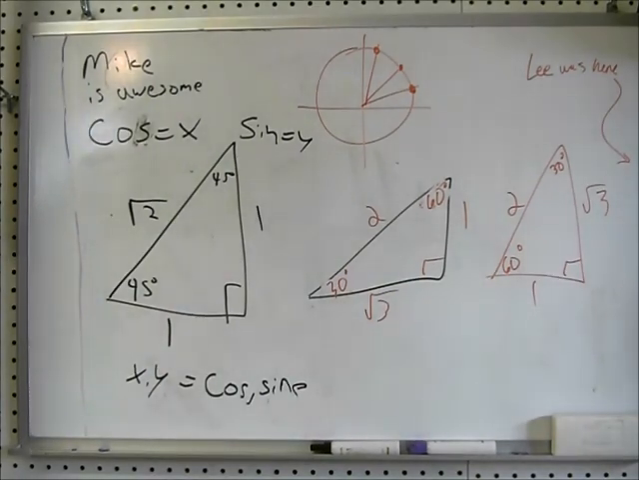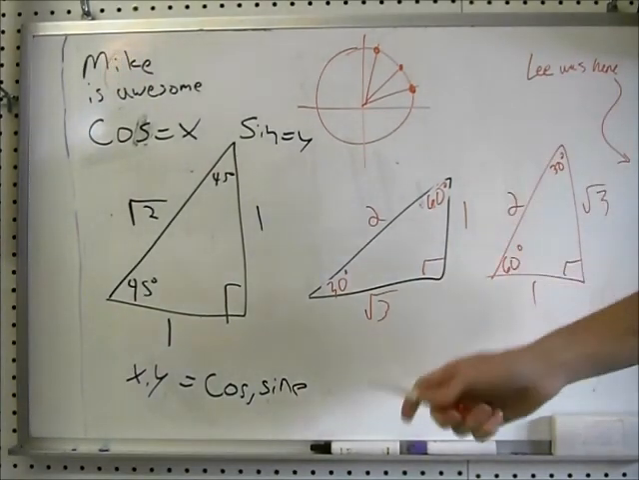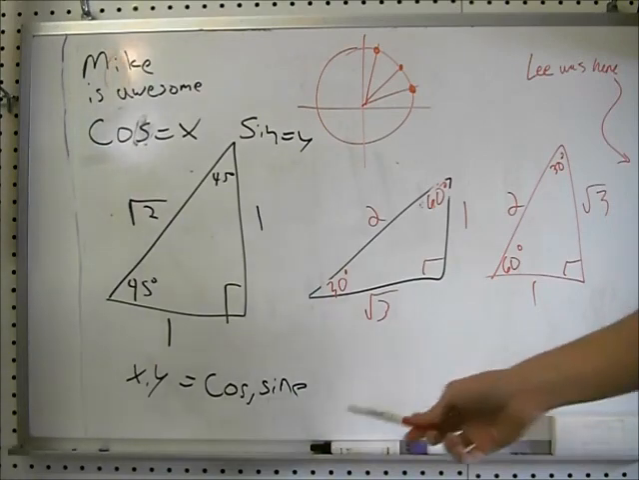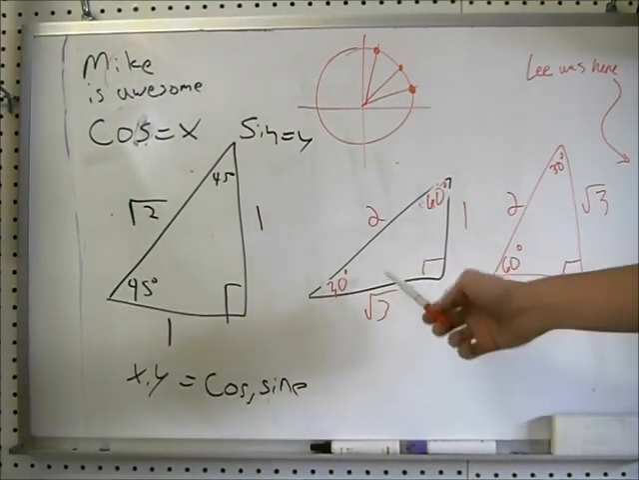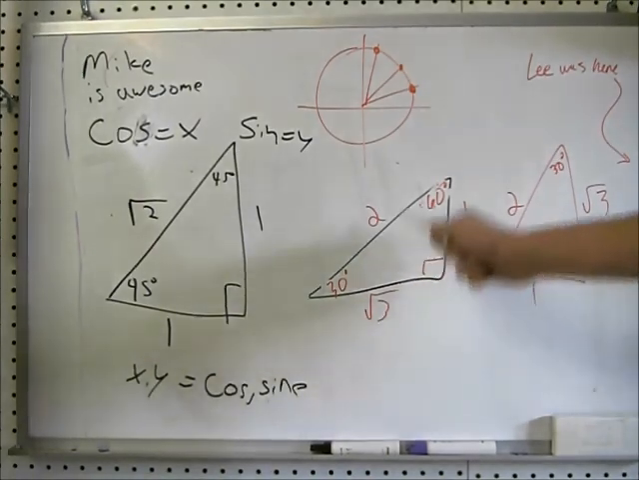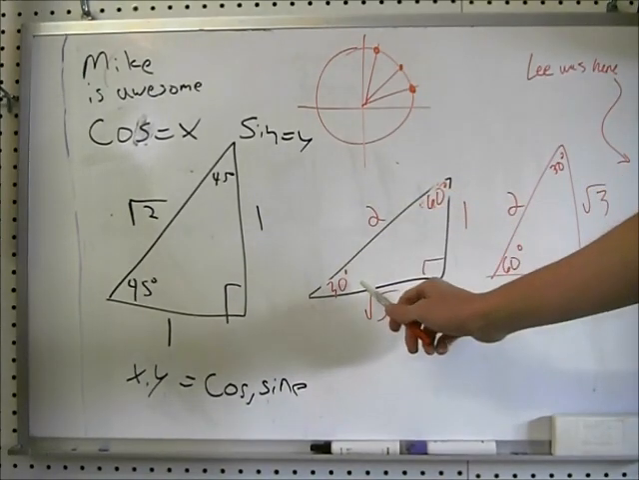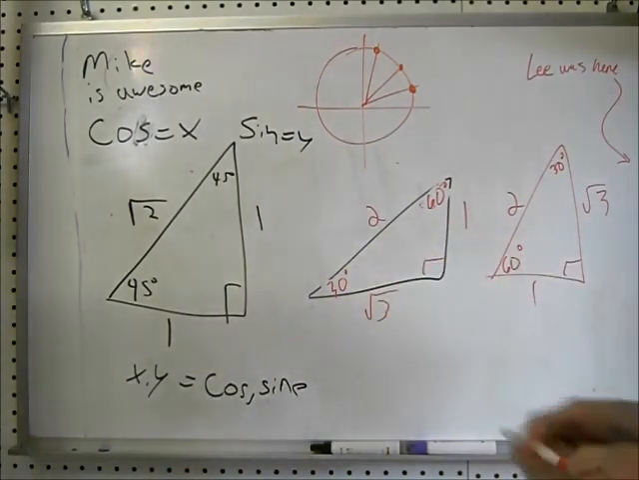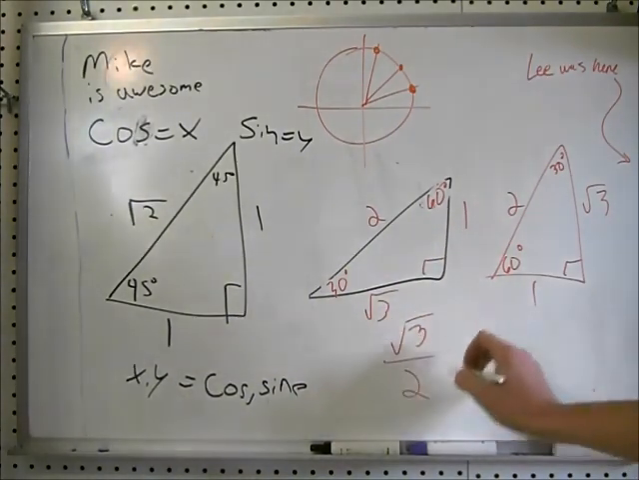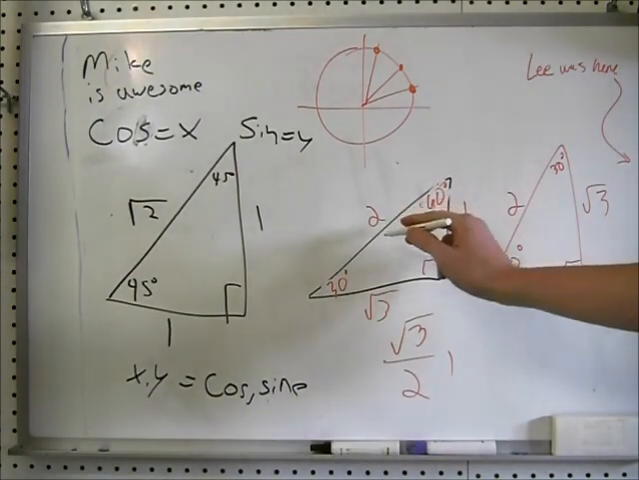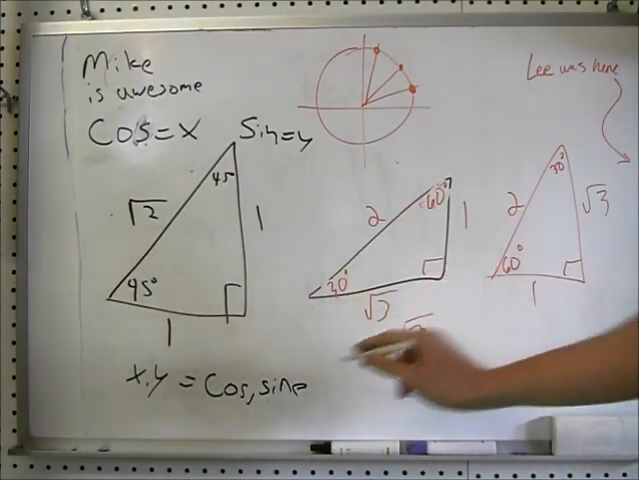Action! So here's an example of how we're going to find out the x and y coordinates of this one. So you guys know cosine is adjacent over hypotenuse. So this would be square root of 3 over 2, the CAH in SOHCAHTOA, comma 1 over 2 because it's opposite over hypotenuse, and that's what sine is.